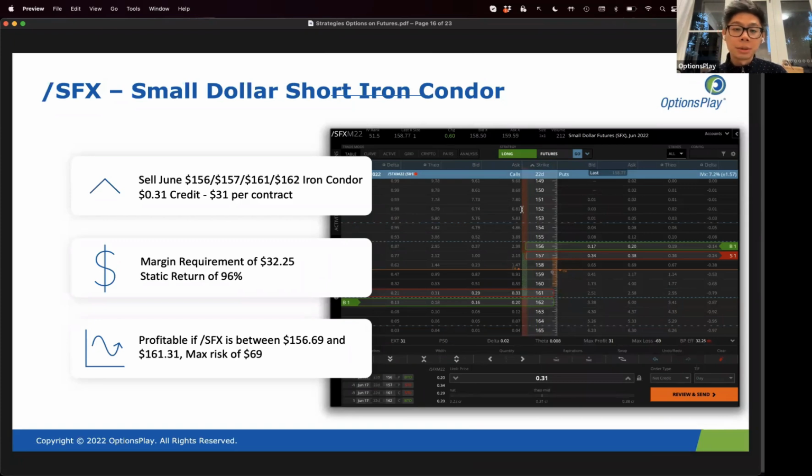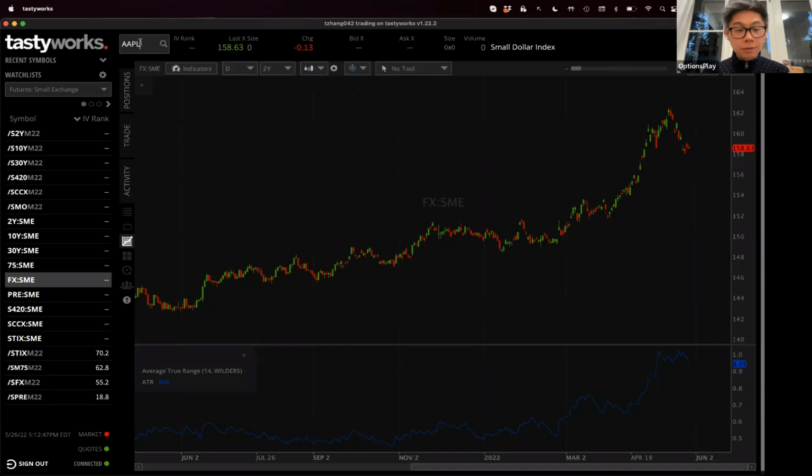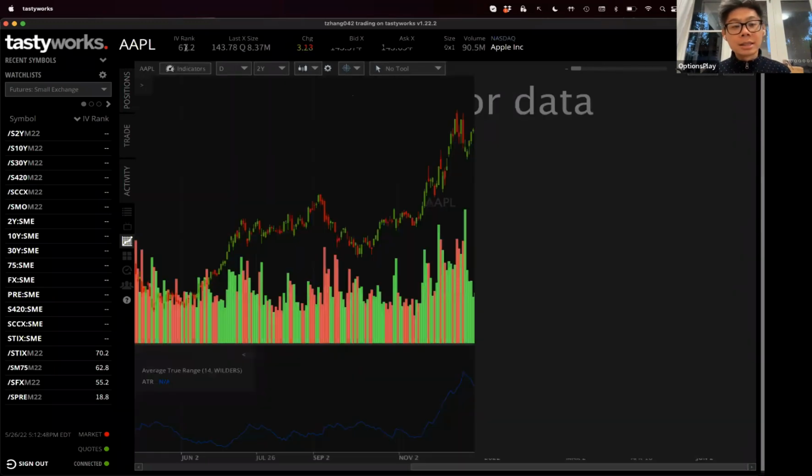Jay, can you show an example on Apple? I can, but I really prefer to focus our attention here on options on futures, but you can set the same thing up on Apple. Apple currently, I believe the IV rank is above 50. Let's take a look. Yeah, it's 67.2.